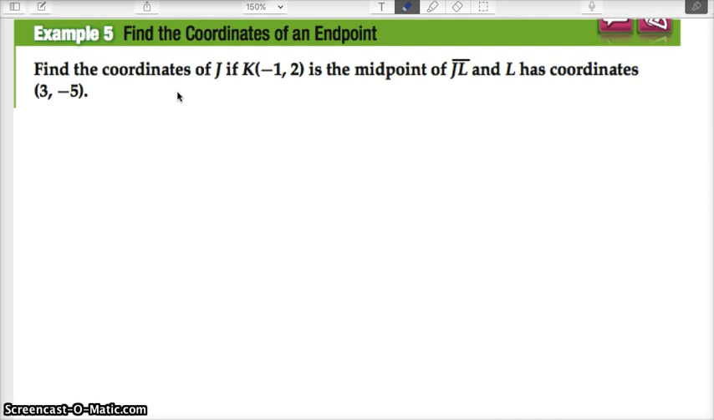So here's what we're doing. We're going to find the coordinates of an endpoint. So this is a little bit different from last time. Find the coordinates of J if K, being at (-1, 2), is the midpoint of JL, where L has the coordinates (3, -5). Let's go ahead and check out a picture of this.